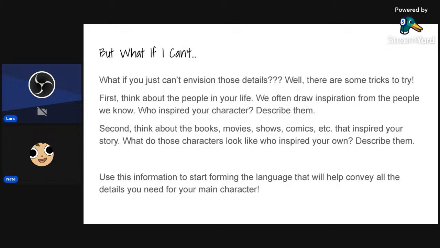Second, think about the books, the movies, the shows, the comics, etc., that have inspired your story. It can be anything from Murder Drones to Legend of Zelda to The Lord of the Rings to Star Trek. What story and characters have inspired what you yourself are writing? Describe those characters.